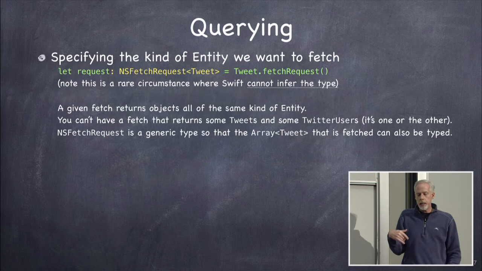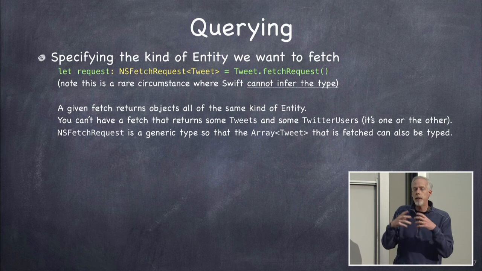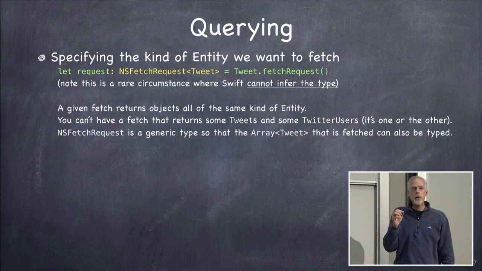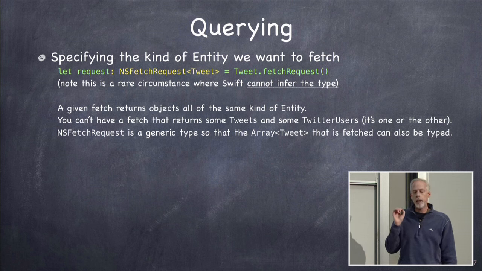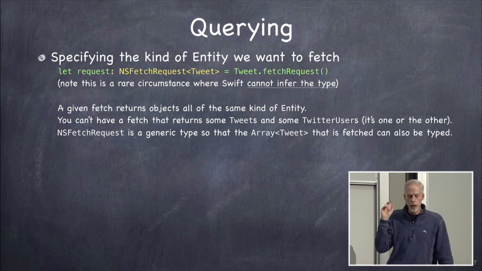Getting the fetch request is easy. We're going to use that little static function that the extension I talked about made for us, called fetch request. Now, this is one of the very few times when Swift cannot infer the type of this return value. I should put this in red, because it's so rare. Swift can almost always infer things. But it turns out NSManagedObject has a fetch request method, and it returns a more generic kind of fetch request. So when you're getting it, it doesn't quite know which one you want. So when you ask a tweet for its fetch request right here, you have to tell it that you want the one in tweet, not the one from its superclass.